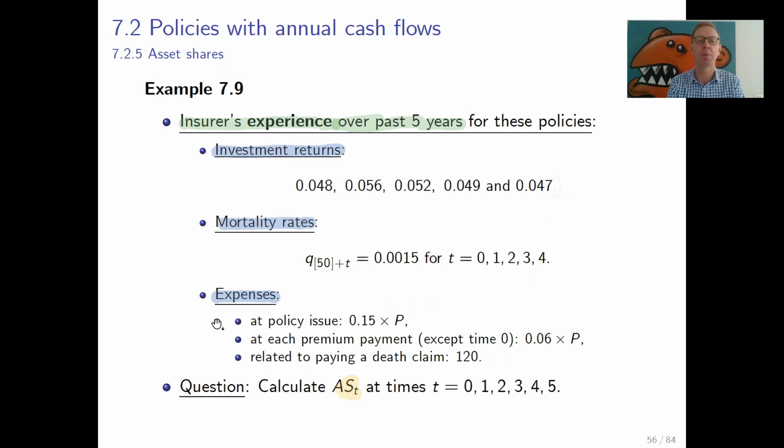And the expenses that we observed: at policy issue, there was an expense of 15% of the initial premium. At each premium payment, except at time 0, the expenses related to the premium payment were 6% of the premium. And expenses related to paying death claims were of amount 120. So this gives us the insurance experience over the past 5 years. Taking this experience into account, the question is now to calculate the asset share for this policy at times 0, 1, 2, 3, 4, and 5.